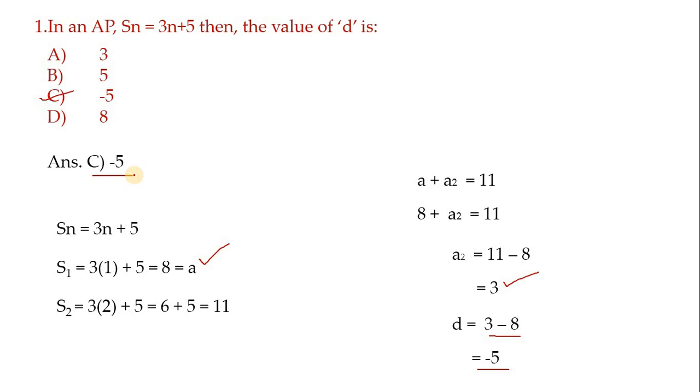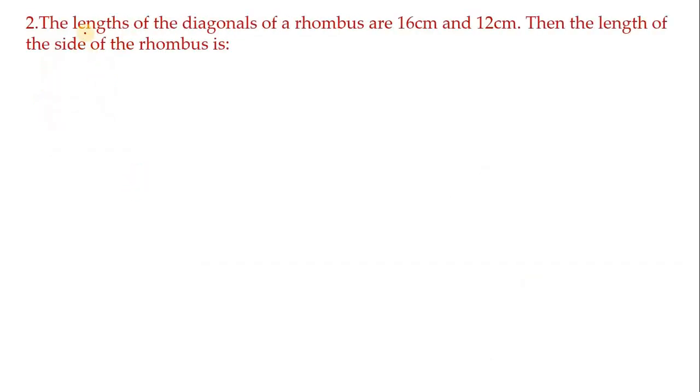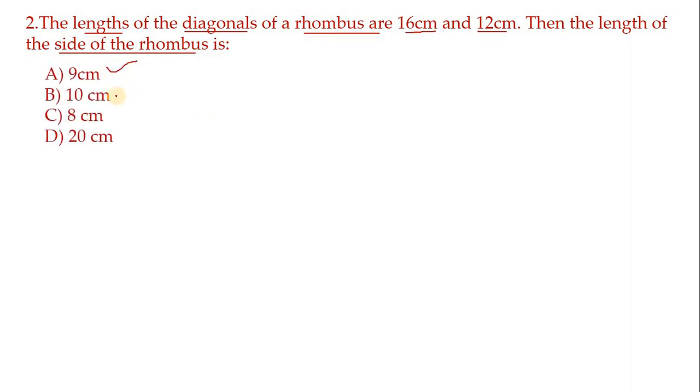Move on to the next question. The lengths of the diagonals of a rhombus are 16 cm and 12 cm. Then the length of the side of the rhombus is 9 cm, 10 cm, 8 cm, 20 cm.